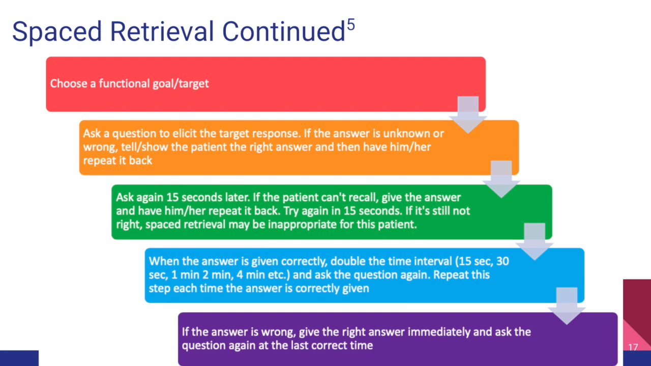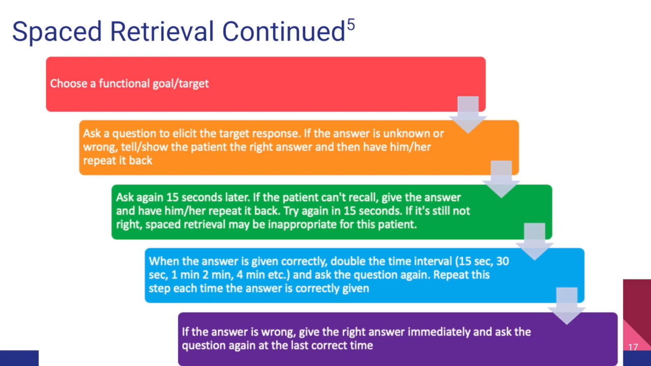For spaced retrieval, you want to first choose a functional target or goal. Then, you will ask a question to elicit the target response. If the answer is unknown or wrong, tell the patient or show the patient the right answer, and then have him or her repeat it back. Then you want to ask again 15 seconds later. If the patient can't recall, give the answer and then have him or her repeat it back. Try again in 15 seconds. If it's still not right, spaced retrieval may be inappropriate for this patient.